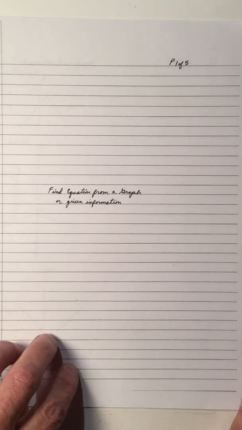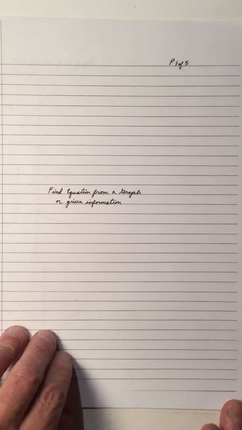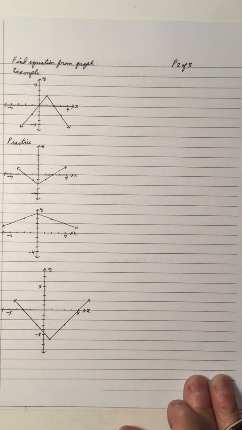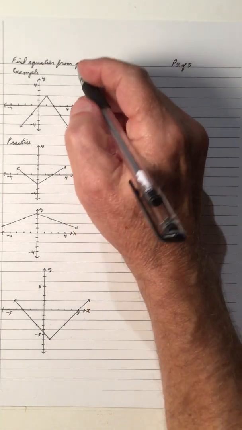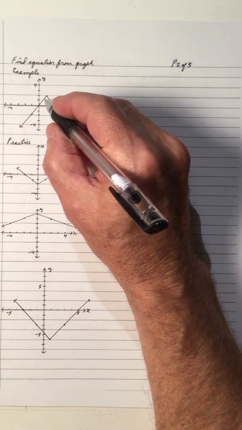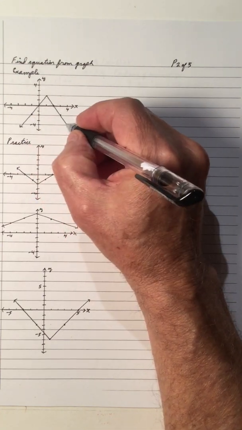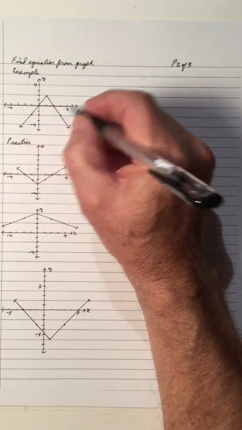Hi, welcome to my video on find the equation from a graph or given information of the absolute value function. Find the equation from a graph. Let's do an example. Notice we have a V shape and two lines, linear.